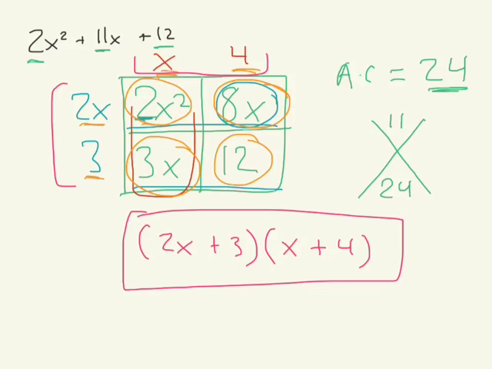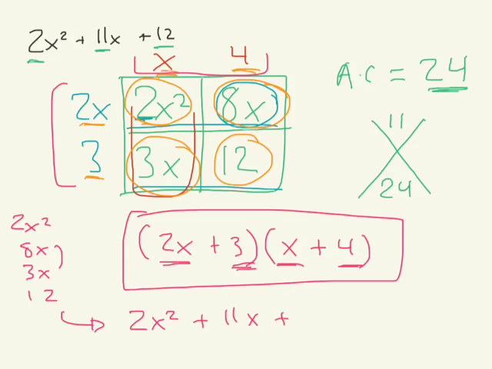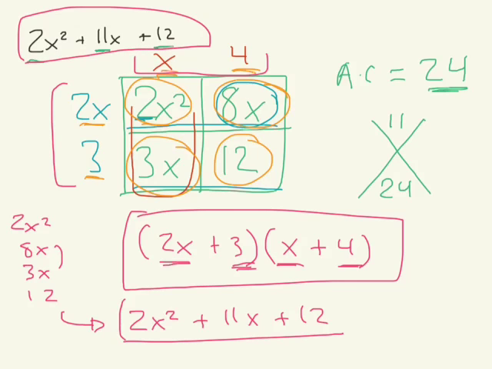We can check it by foiling it out, and I can do that really quickly on the side right here. So our first terms, that'll give us 2x squared. Our outer terms, that'll give us 8x. Our inner terms, that'll give us 3x. And our last terms, that'll give us 12. If you combine like terms right here, we get 2x squared plus 11x plus 12, and that's exactly the same as the problem we started off with. So our answer is 2x plus 3 times x plus 4.